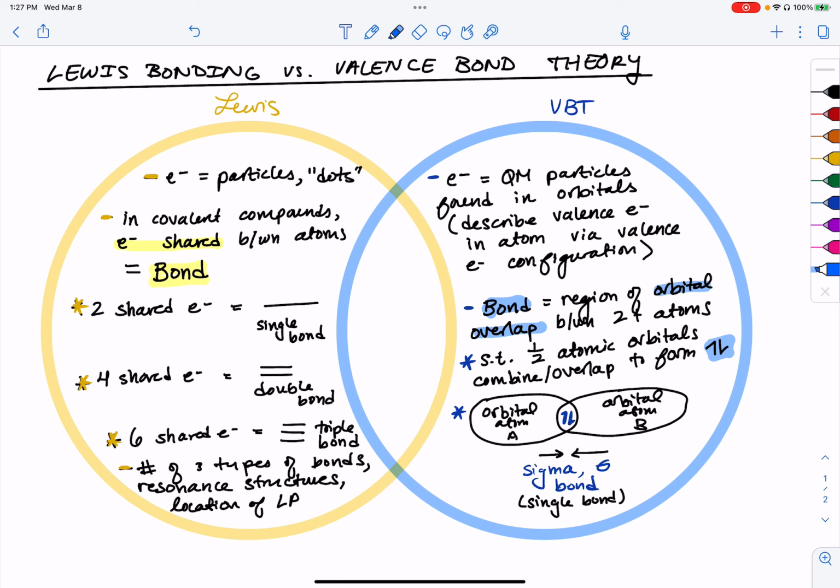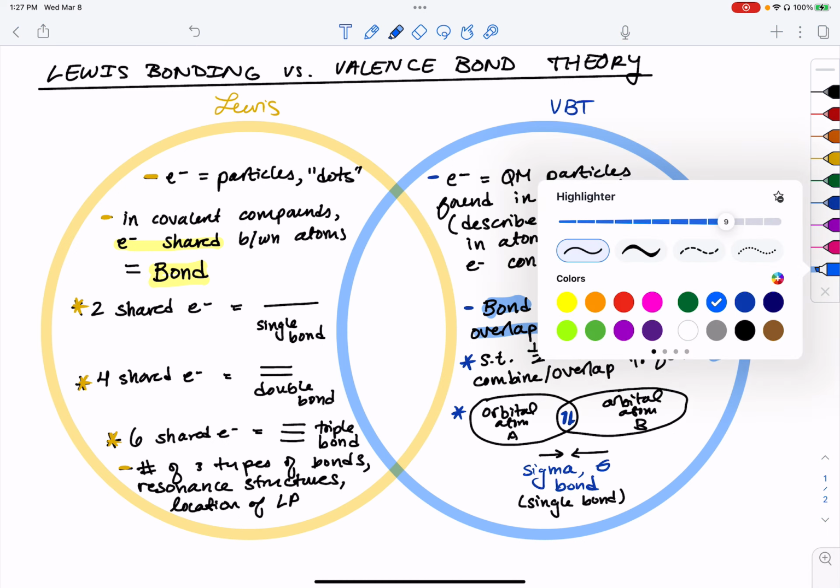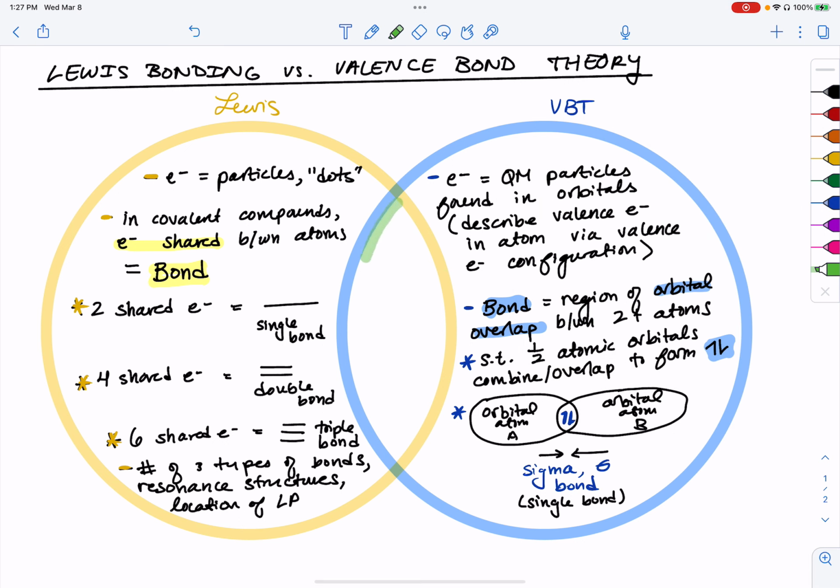So these seem like pretty different models, right? What on earth would make them similar? Like, how would they have any kind of agreement? Is there any kind of commonality that exists between our Lewis model of bonding and valence bond theory?